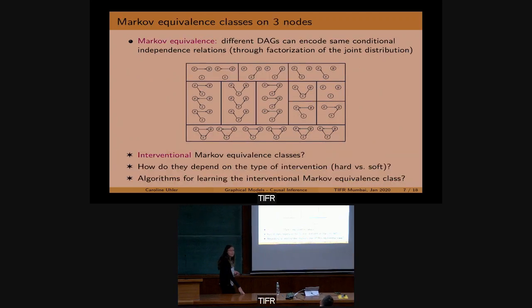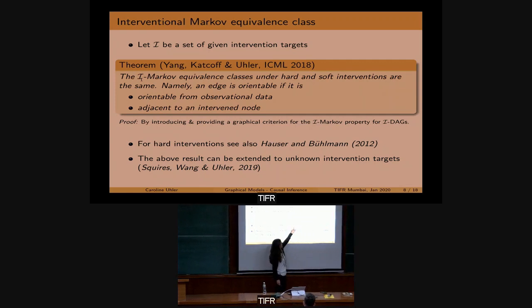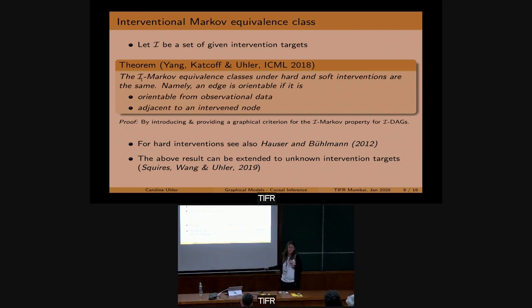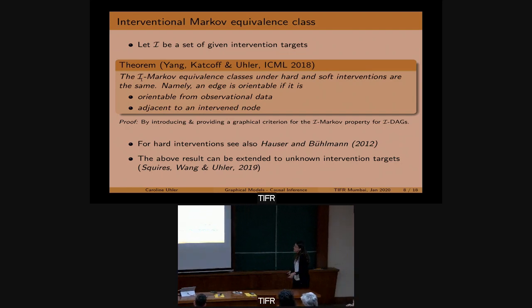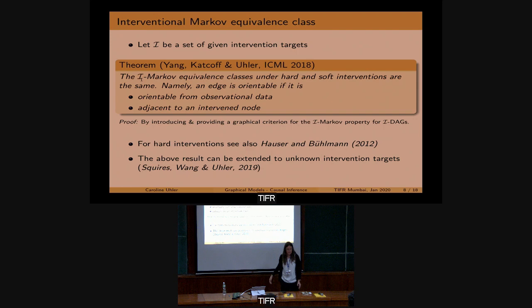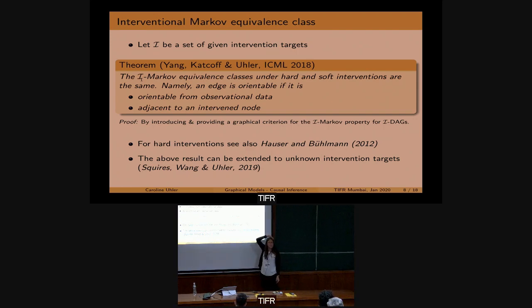Okay, so now that we know what can be identified, let's talk about algorithms. In this paper by Hauser and Bühlmann for hard interventions, they proposed an algorithm to identify these interventional equivalence classes. They conjectured that it's consistent. We proved that it's not consistent. So even if you have an infinite amount of data, it's not going to give you the correct equivalence class, and you also cannot fix it, basically.